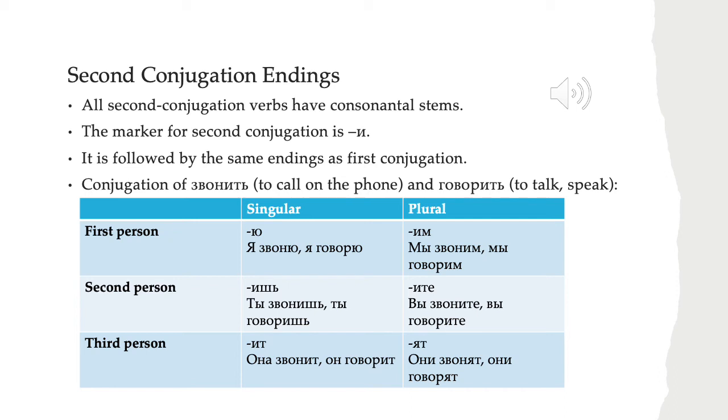So notice how this is different from first conjugation verbs. Here we have ят, not ут or ют, but ят. Они звонят, они говорят.